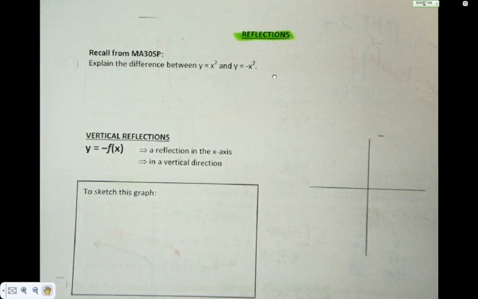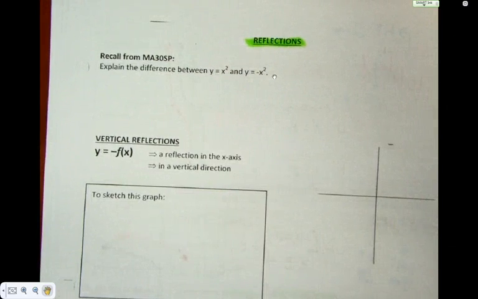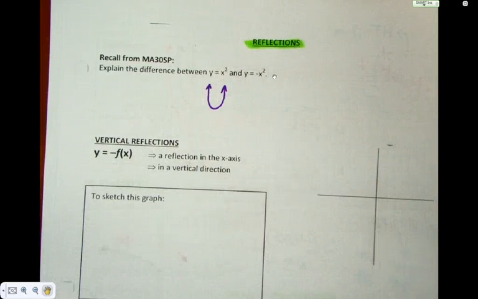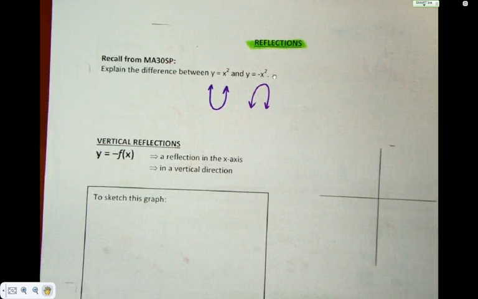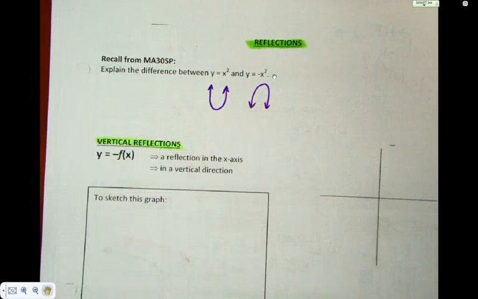What's the difference between your parabola opening up and opening down? When it's positive, it's pointing up. When it's negative, it's the opposite. So nothing new there. That's called a vertical reflection.